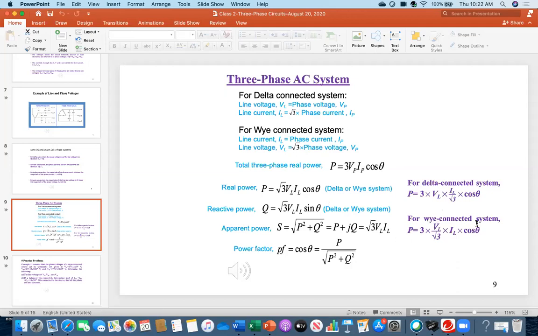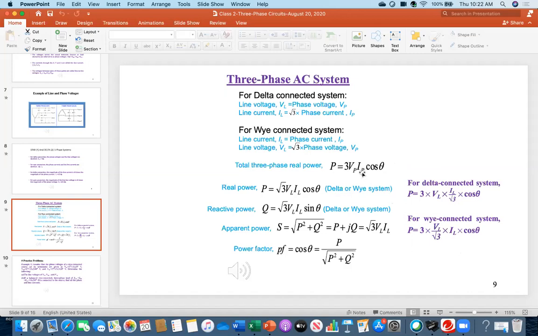And then for the Y connected system, why did I say this equation is equally valid for both delta and Y systems? Look at the Y connection. Again, this is my basic equation in terms of the phase quantity, valid for both delta and Y. Now this 3 is this 3, but what is Vp? For the Y connected system, VL is root 3 times Vp, so Vp is VL over root 3.